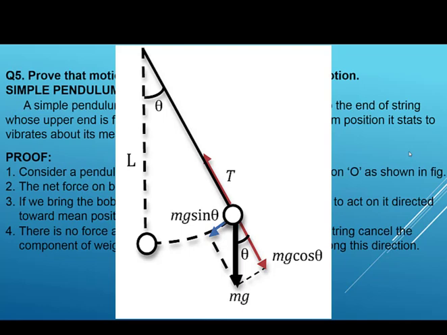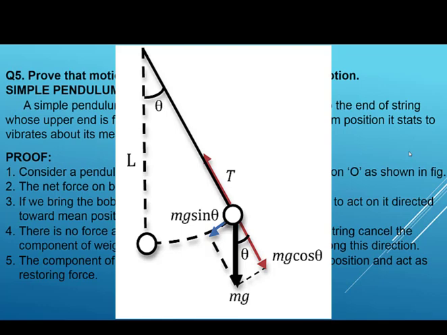That means the tension will not allow the object to go in this direction, because the tension is cancelling out the mg cos theta component, not the whole weight, not the whole motion of the object. The tension is only cancelling out the force acting along the string. Now the component of the weight, mg sin theta, is directed toward the mean position. The motion of a pendulum is due to the component mg sin theta acting towards the mean position.